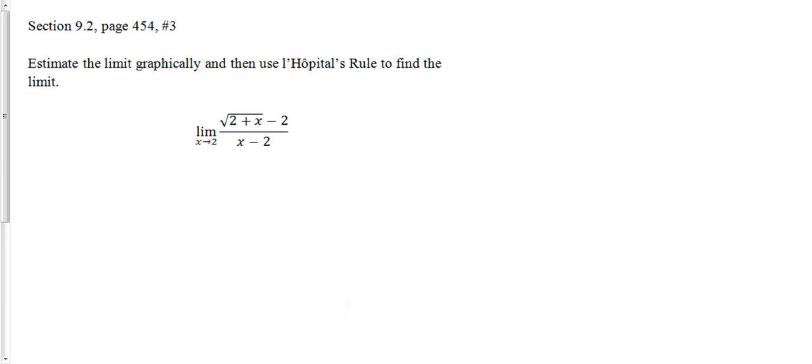All right, let's do section 9.2, page 454, number 3, which says, estimate the limit graphically and then use L'Hopital's rule to find the limit. So for number 3, we have the limit as x goes to 2 of the square root of 2 plus x minus 2, all over x minus 2.